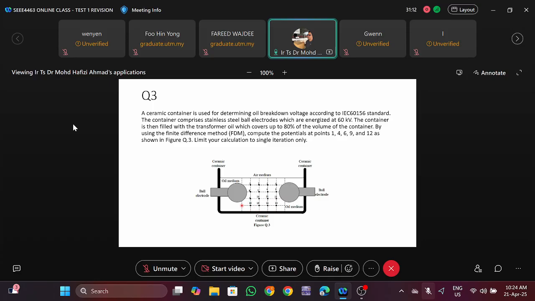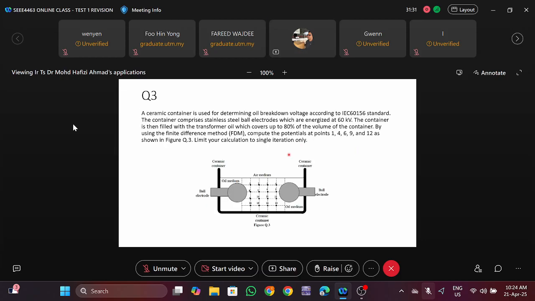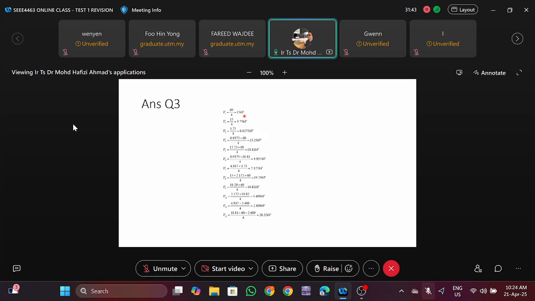But how about here? Because here is still considered as air medium, we consider the voltage here will be 0, and the voltage here also will be 0. So we have 0 here, 0, 0, 0, 0, and 0 here as well. Okay, so let's see the answer. For the first, V1 here, it should be 60 plus 0 plus 0 plus 0 here, so it will be 60 divided by 4. Now you can see you got 15 kV.